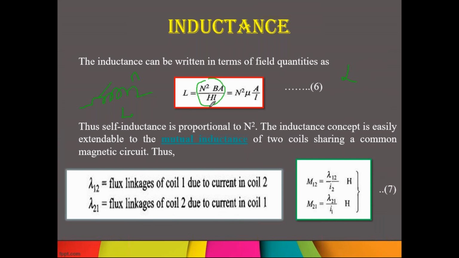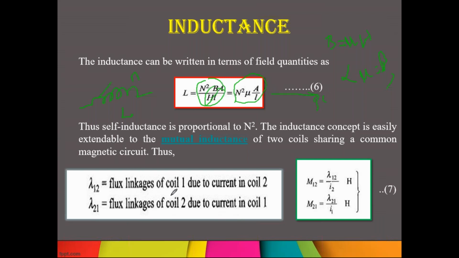And this equation is given by N square BA divided by H. Instead of B by H, we know the relation, right? B is equal to nu H. So nu can be written as B by H. So instead of B by H, I am substituting this. So L can be written as N square into nu into area by length. This is the equation.